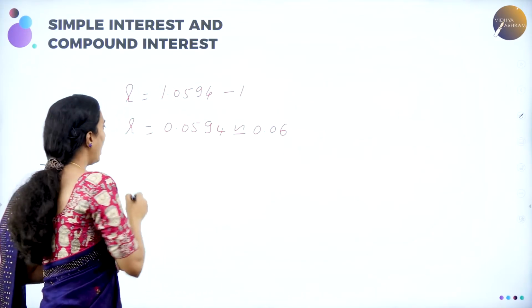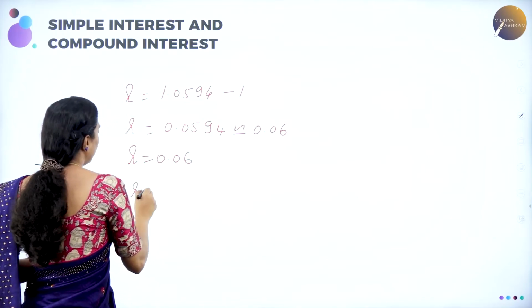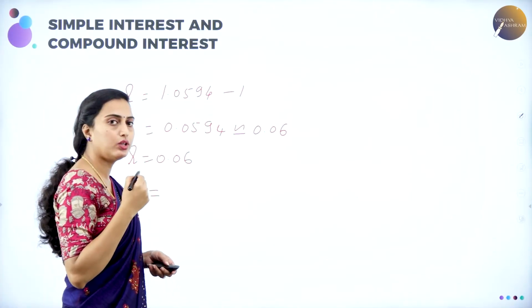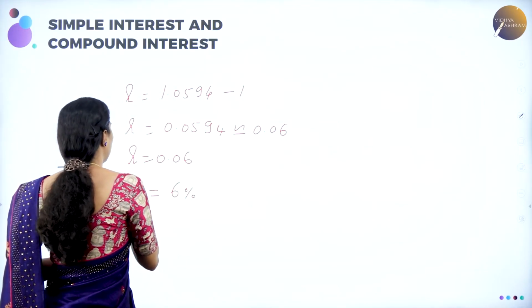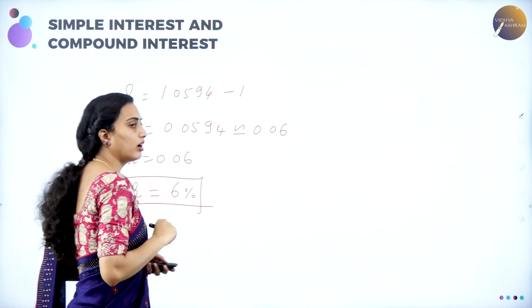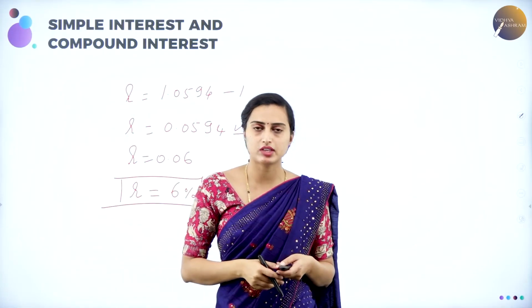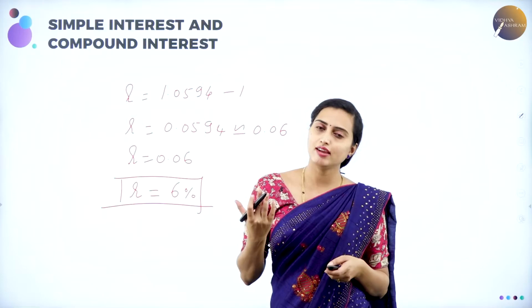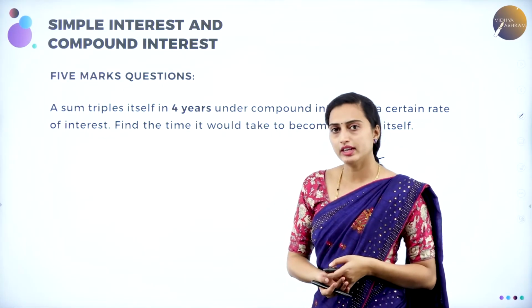So 0.0594 is approximately equal to 0.06. Now R is equal to 0.06 means, in percentage, if you want to convert, you can multiply by 100, which is nothing but 6%. That's it. This is your answer. Okay. I think you understood this problem, how to calculate by using the same formula for all the problems, isn't it? We'll move on to the next question.